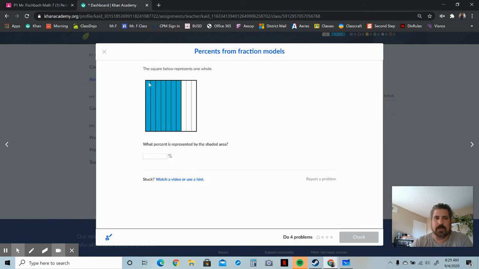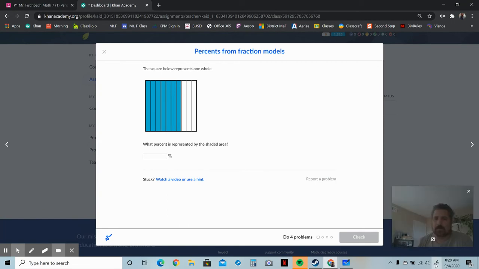It says the square below represents one whole. If we look at this particular square, we can see that there are 1, 2, 3, 4, 5, 6, 7, 8, 9, 10 total columns, and 7 of which are shaded. It asks what percent is represented by the shaded area. Well, it's 7 out of 10, right?